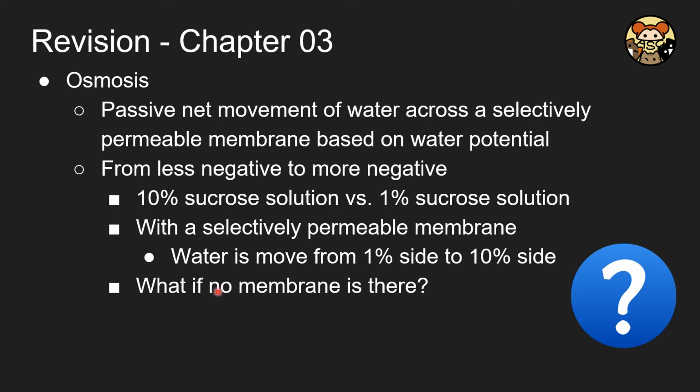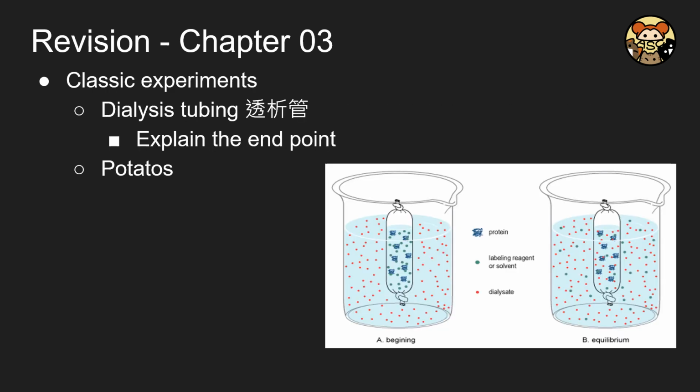And you may also wonder, what if there is no membrane in there? So you may bring this question back to your class and discuss with your classmates or teacher. And here are the classic experiments. Usually we will either use the Visking tubing or the potatoes to understand how osmosis works.